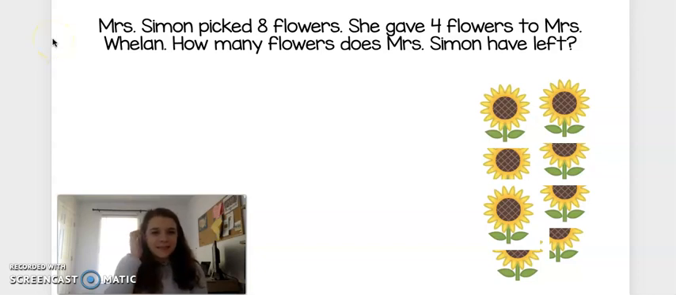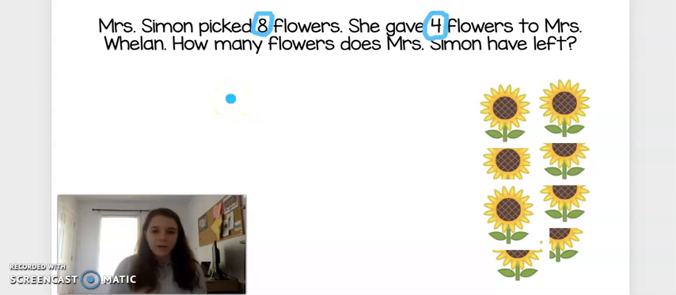So it says Mrs. Simon picked 8 flowers. Oh, I see a number. What should I do with that number so that I don't forget it? I'm going to circle it. 8 flowers. She gave 4 flowers to Miss Whalen. Oh, there's another number. I'm going to circle it because I know it's important. 4 flowers to Miss Whalen.